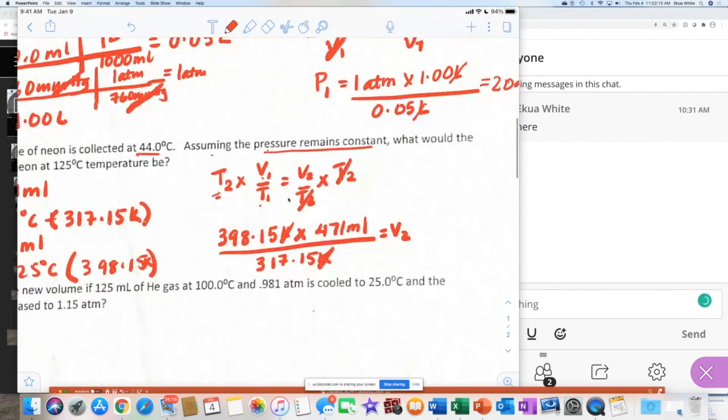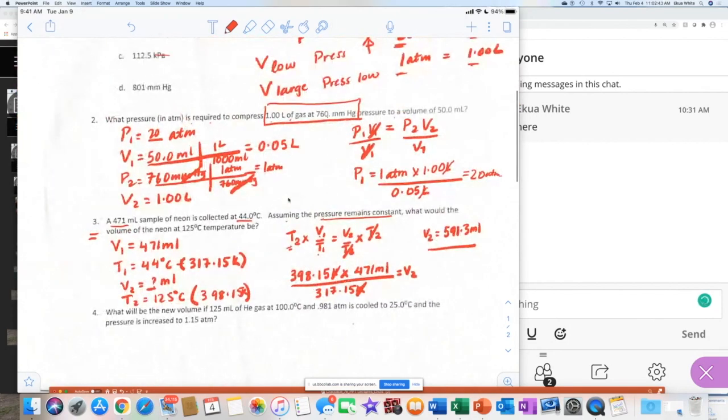So now, 398.15, I already have that in my calculator, times 471 divided by 317.15. I get V2 as equal to 591.3 milliliters. And that will be our new volume, okay? So just make sure you convert temperature to Kelvin and then make sure the other units match, right? In this case, these volumes matched, the temperature units matched.